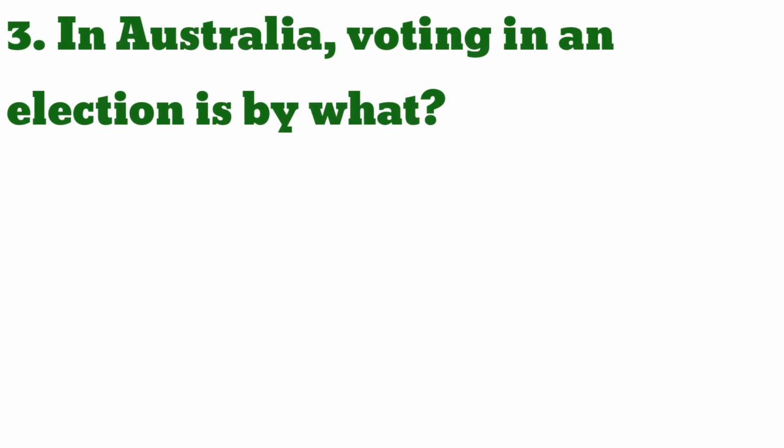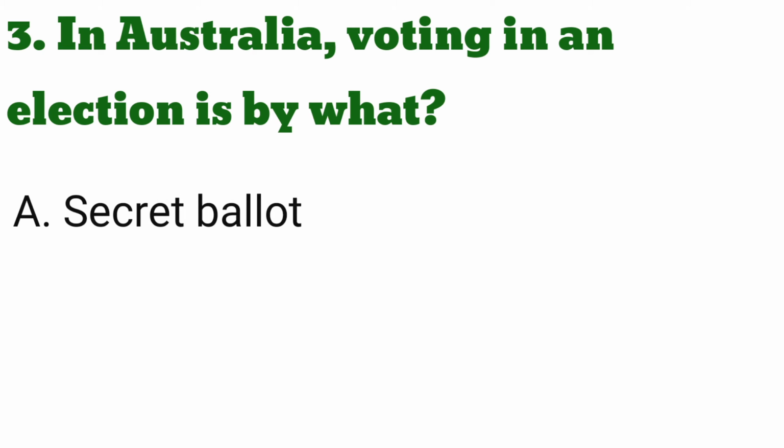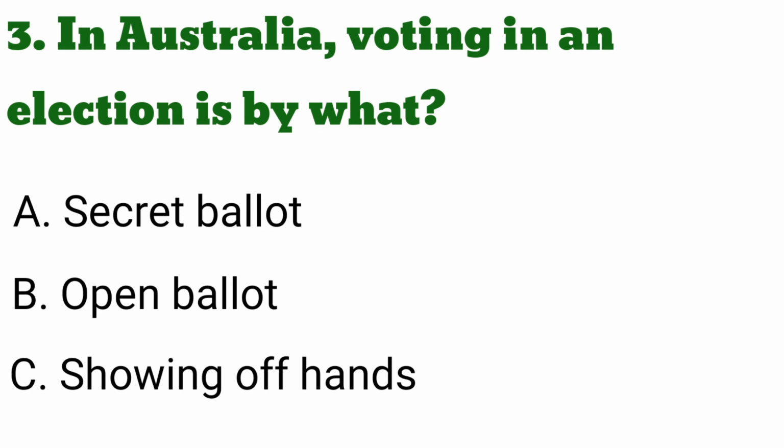Number 3. In Australia, voting in an election is by what? Letter A, secret ballot. Letter B, open ballot. Letter C, showing of hands. The answer is letter A, secret ballot.